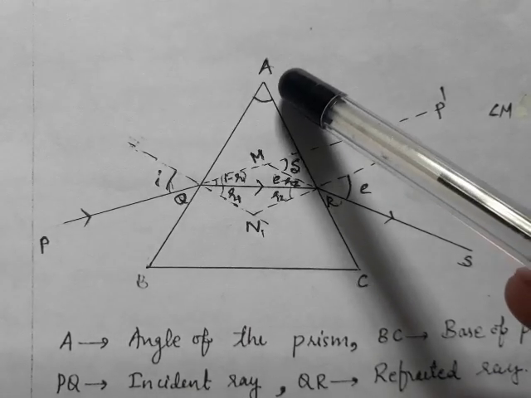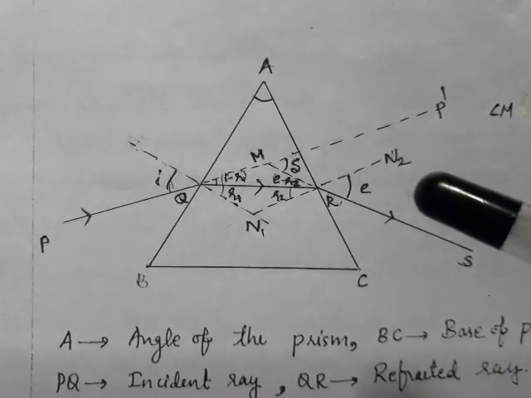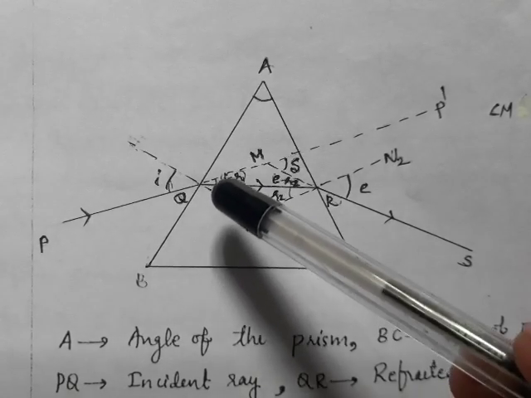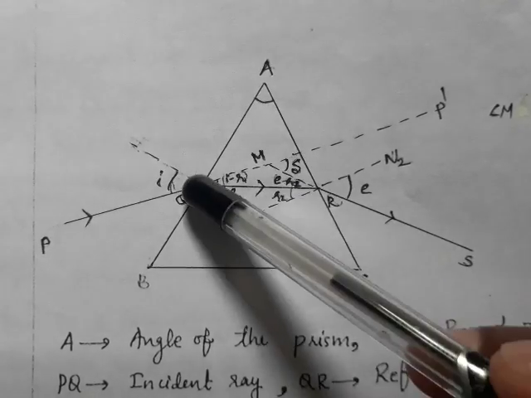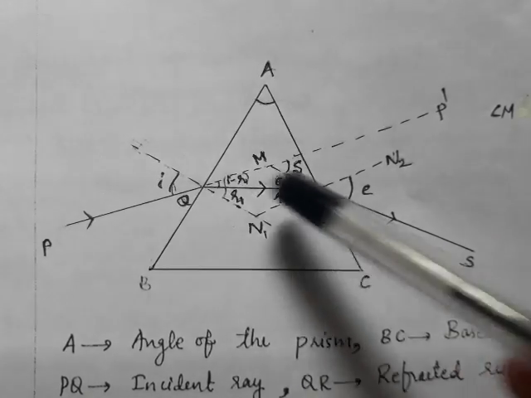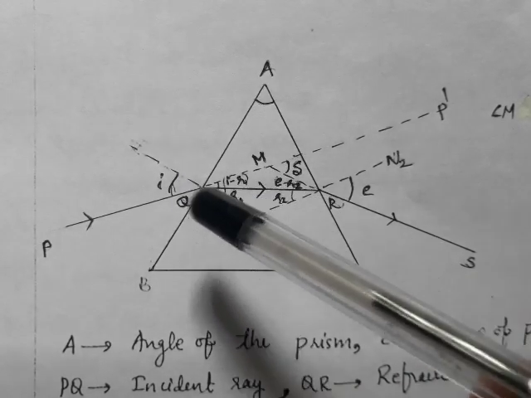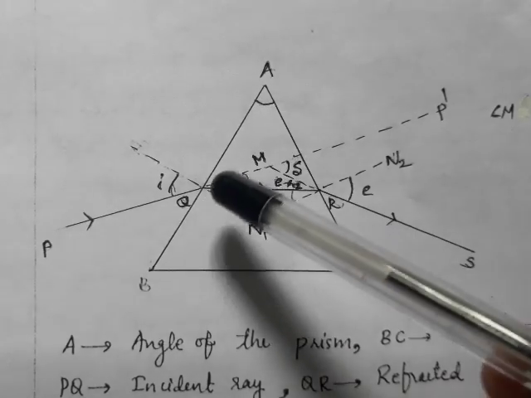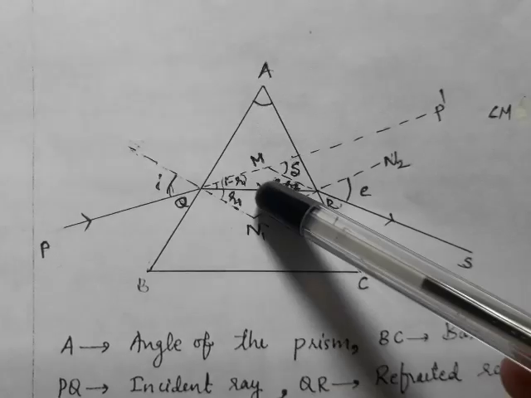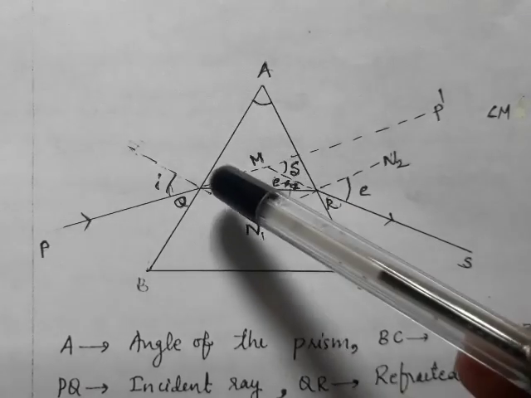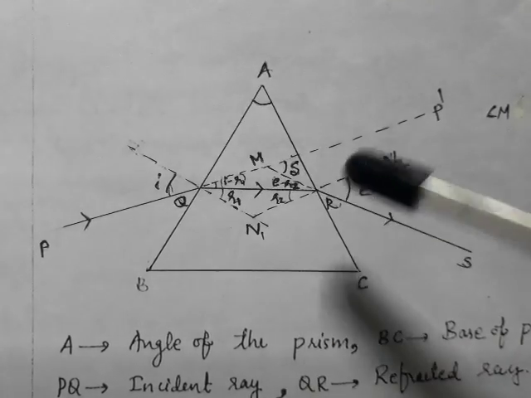So here, as I said, A is the angle of the prism, BC is the base, and PQ is the incident ray. Now this undergoes one refraction, that is like this it will bend. QR is the refracted ray inside the prism. Now this is the normal here, the extended normal. As light travels from air to glass, it bends towards the normal. That's why this QR is marked here.